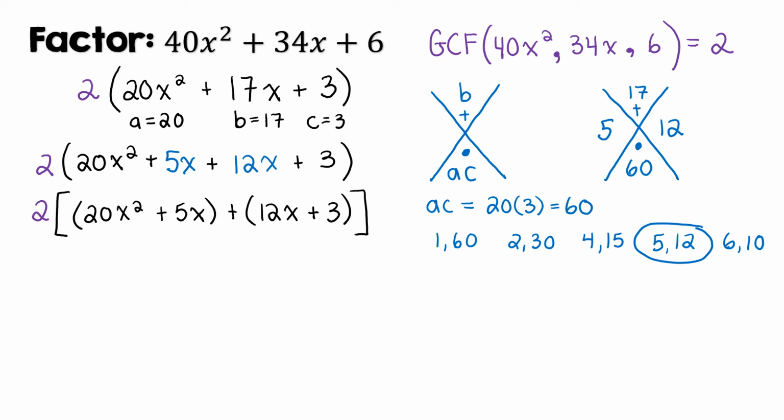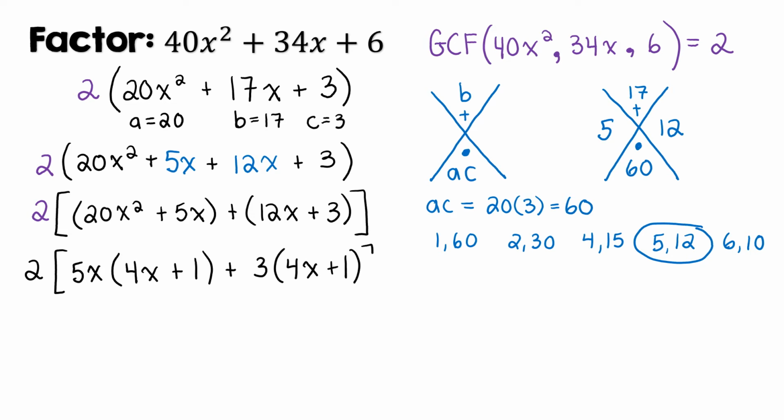Then I can factor the greatest common factor from each group. So I have, and I'm going to stop writing my 2 in purple, 2 times the quantity. Well, the greatest common factor between 20x squared and 5x is 5x. Then 20x squared divided by 5x is 4x, and 5x divided by 5x is 1. The greatest common factor between 12x and 3 is 3. 12x divided by 3 is 4x, and 3 divided by 3 is 1. And then I can factor the greatest common factor between these two terms, which is that 4x plus 1.